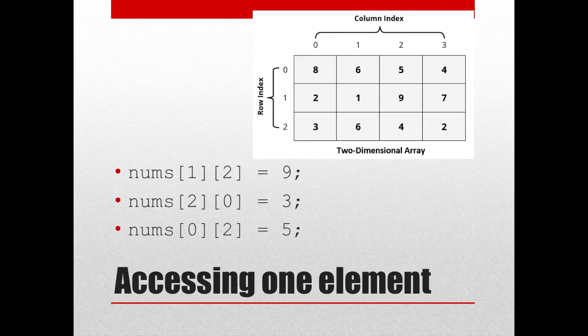How do you access one element? Well, you just need 2 brackets now. Look at that first line, nums bracket 1 bracket 2. See on the left-hand side where it says row index, your row index 1, and then you go over to the column index. So nums bracket 1 bracket 2 means row number 1, column number 2, and you'll see that there's a 9 in that spot.